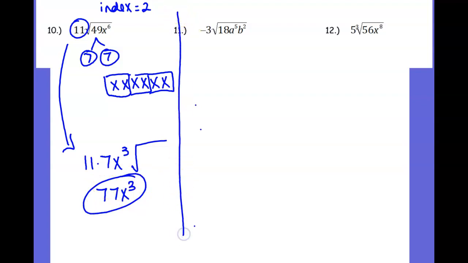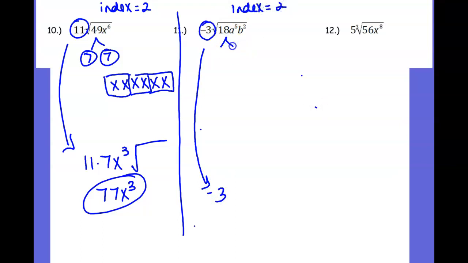All right. Number 11, we don't want to forget about the negative 3. That comes down. All right, our index is 2. So with 18, we've got maybe 6 times 3 and 2 times 3. Okay, we're looking for our pair. So a pair of 3s goes on the outside. Oops, we're all the way down here. Okay, and then left inside the radical symbol would just be a 2.